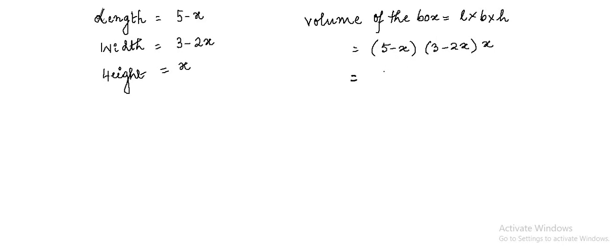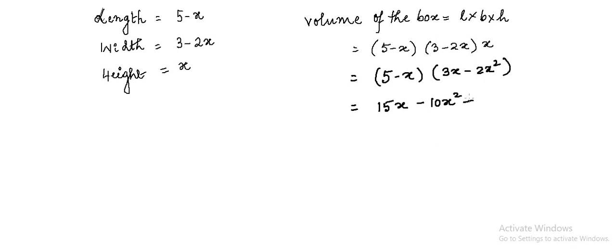Do the calculation. Multiply this. This gives 5 minus x into 3x minus 2x square. Simplify it more. This gives 15x minus 10x square minus 3x square plus 2x cube. Simplify it. This will give you 2x cube minus 13x square plus 15x. So the volume that we have obtained for this box is equal to 2x cube minus 13x square plus 15x.